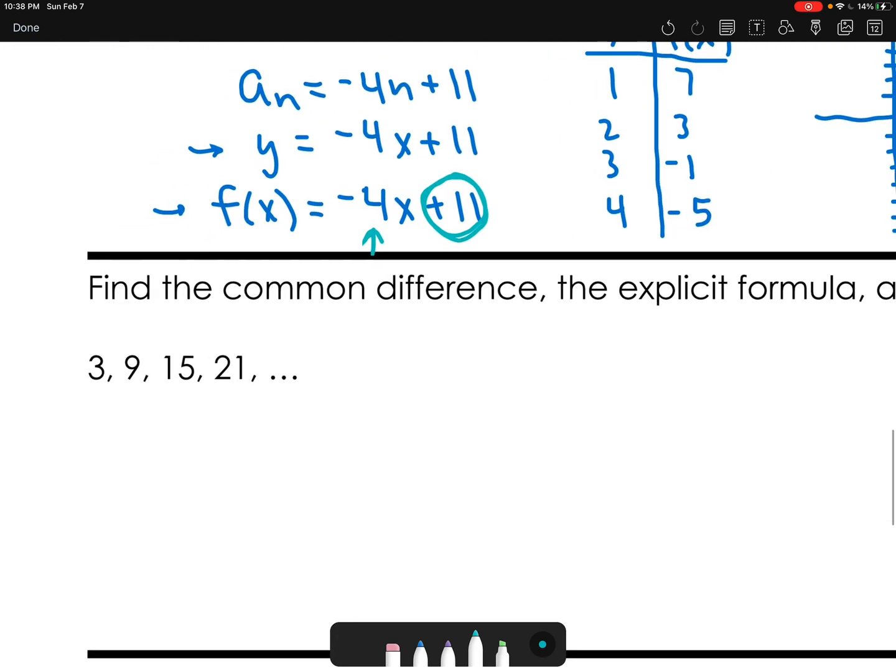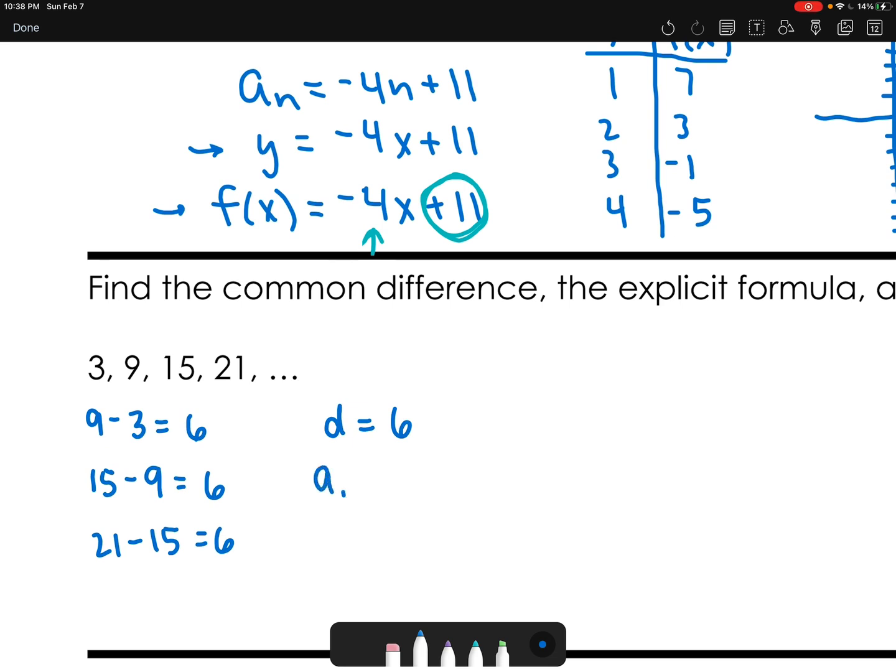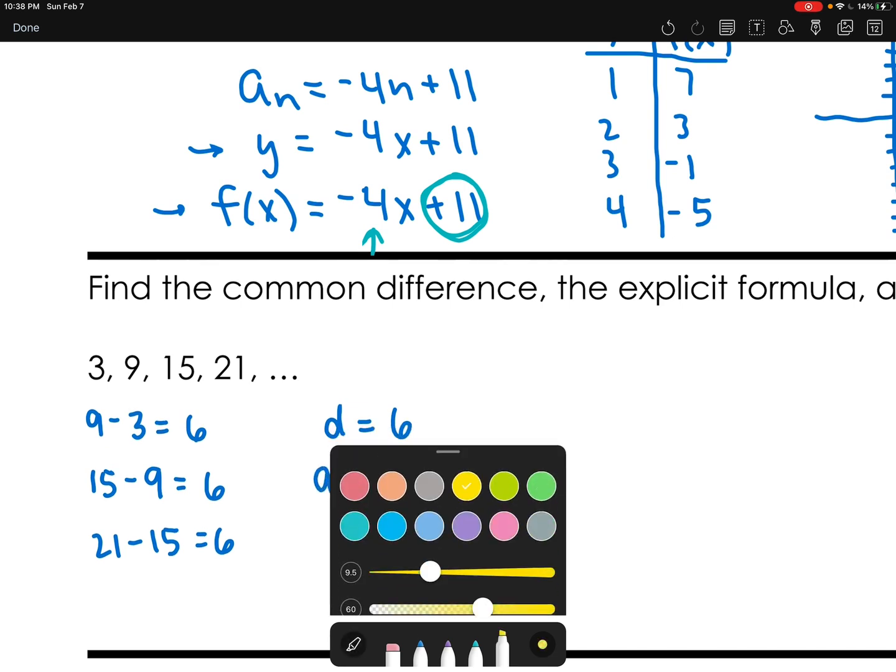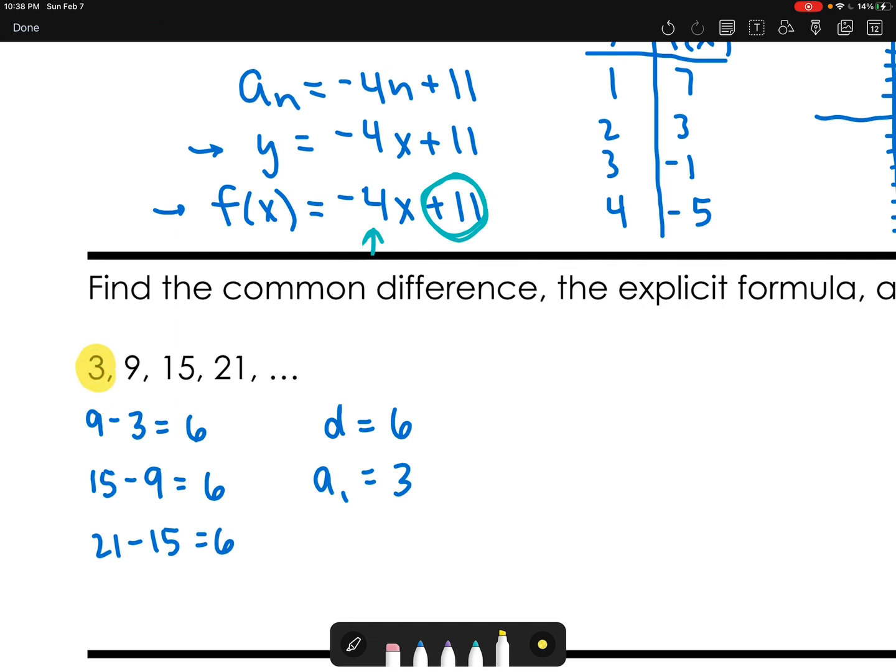All right, so we found the common difference here. 9 minus 3 is 6, 15 minus 9 is 6, 21 minus 15 is 6. So that means our common difference is 6. a sub 1 is 3, which we see right here. Okay, and so now I can write my explicit formula.